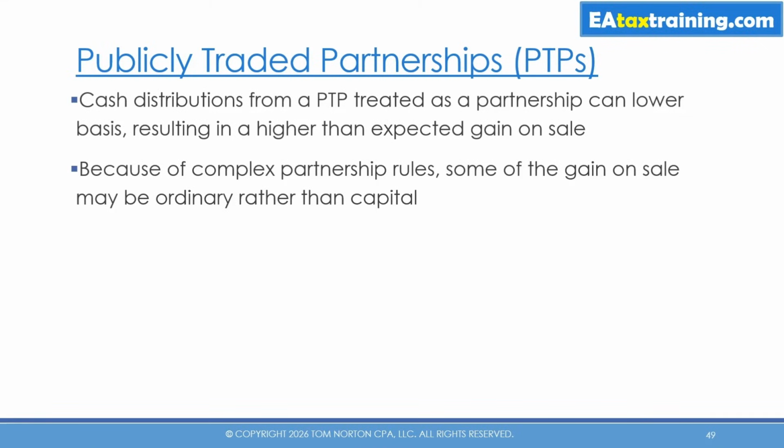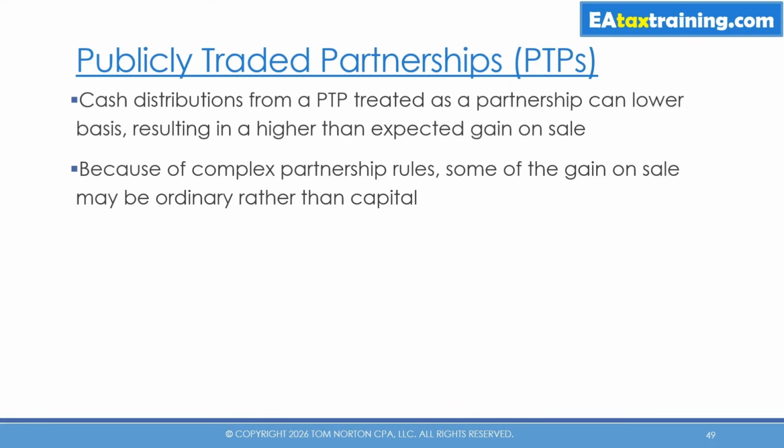If they are treated like a partnership, any cash distributions can lower the basis. Just like, remember when we talked about stocks and we talked about non-dividend distributions? It's the same idea here. If this PTP is being treated like a partnership and you're getting a distribution from that partnership, that is going to lower your basis in that partnership. So when you later resell that PTP, you're going to have a larger gain than you otherwise would have had because you've already gotten some of that cash back.